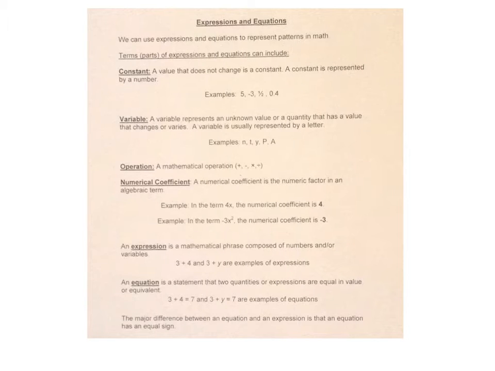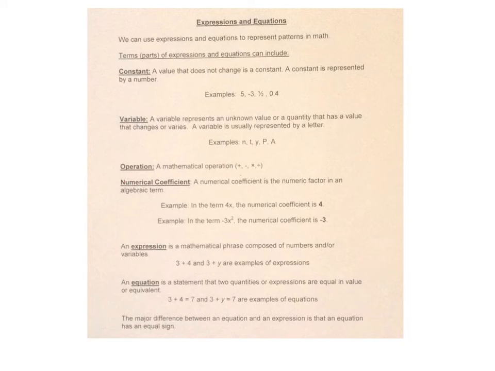When we are talking about expressions and equations, it's important to know the vocabulary for the different terms or parts of the equation. So a constant is the number part of the equation. So any numbers, positive or negative, fractions or decimals. A variable, that's the letter part of the equation. It can change based on the situation that the equation or expression represents.